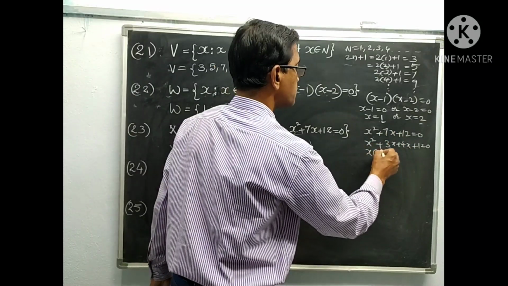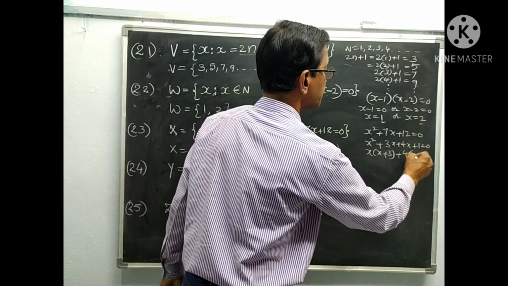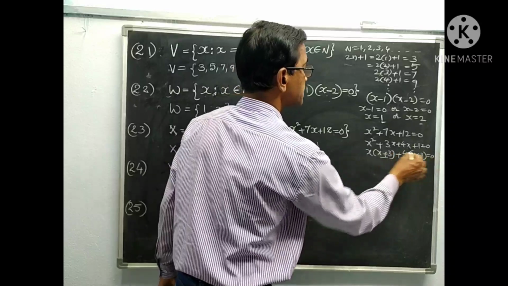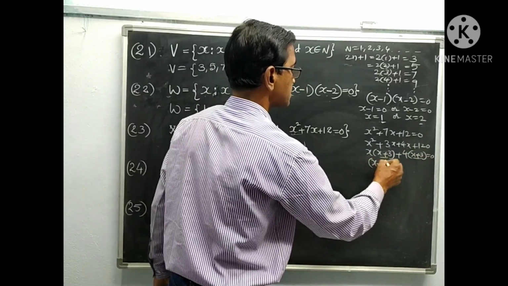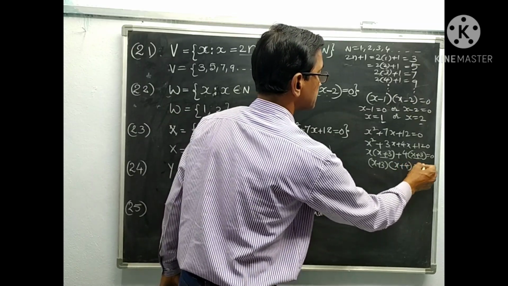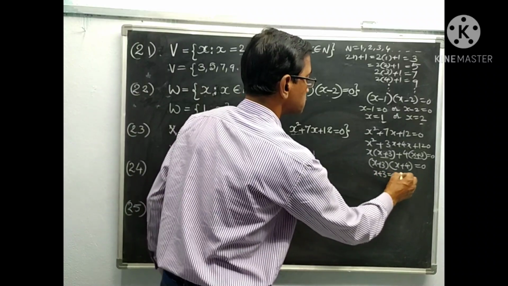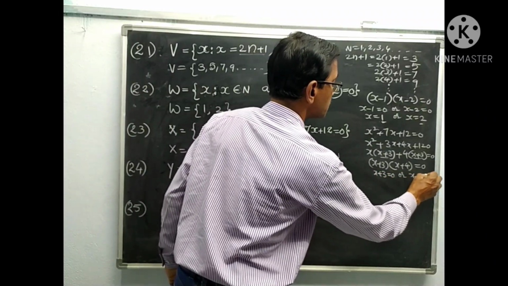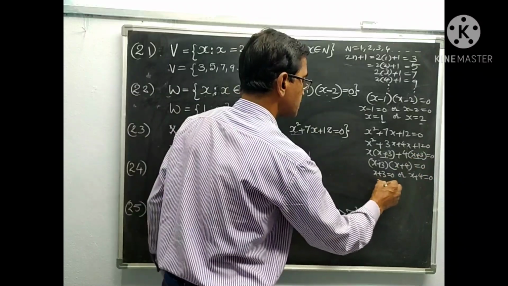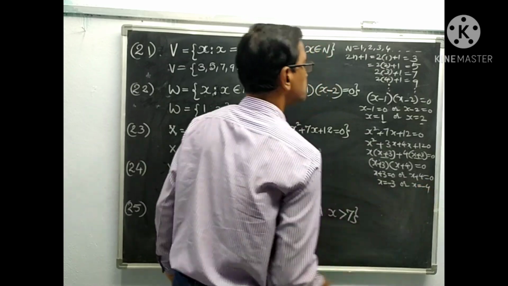So here x into x plus 3, x is the common factor. Here 4 is the common factor: 4 into x plus 3 is equal to 0. Again x plus 3 is the common factor, and the remaining terms make the other factor, equal to 0. Here x plus 3 is equal to 0 or x plus 4 is equal to 0. Either may be equal to 0. Here x is equal to minus 3 or x is equal to minus 4.